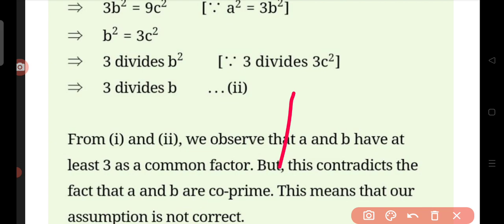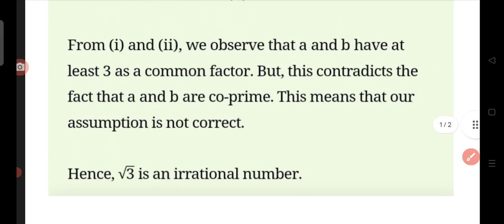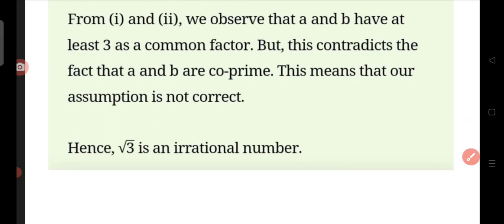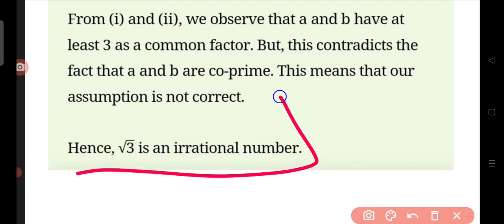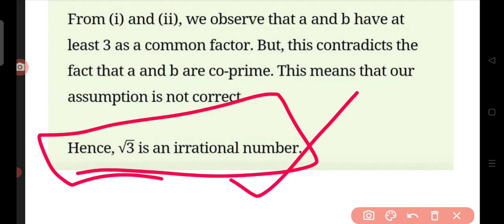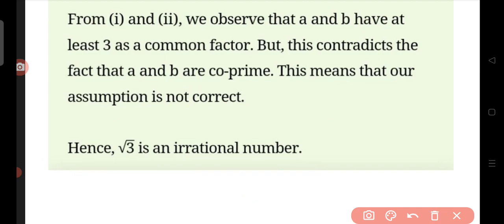This means that our assumption was not correct. And what was our assumption? Our assumption was that root 3 is a rational number. So that is wrong. So root 3 is an irrational number. So we conclude that root 3 is an irrational number. Okay, heading to the next question.